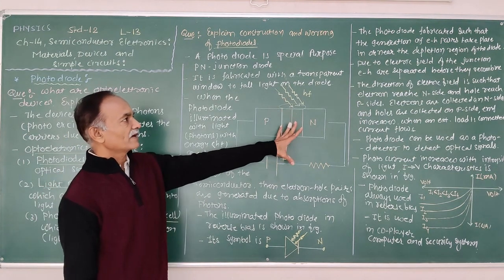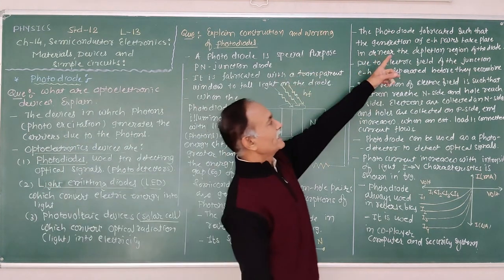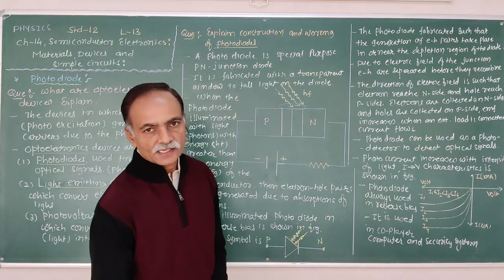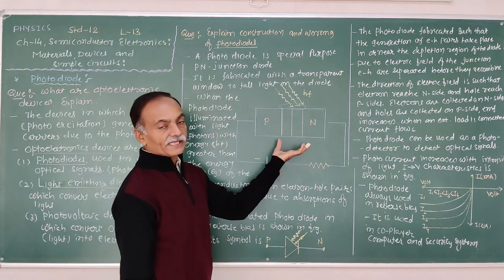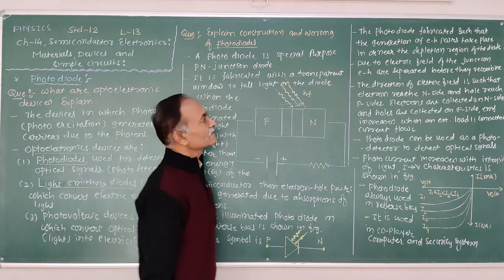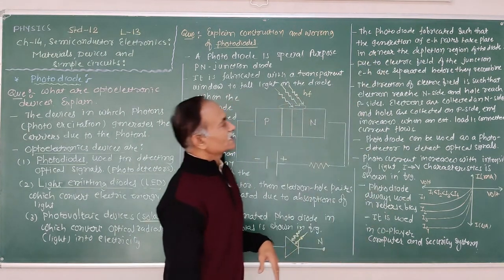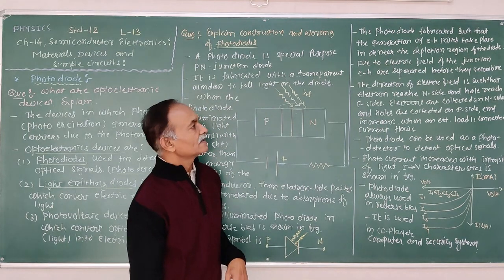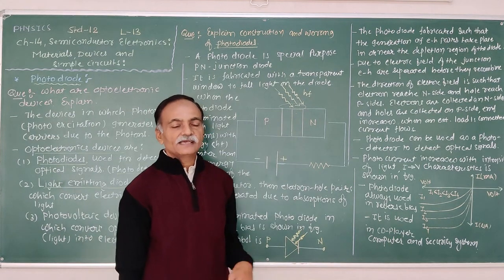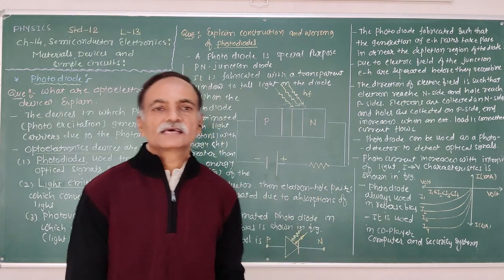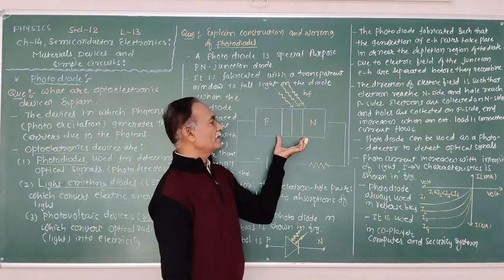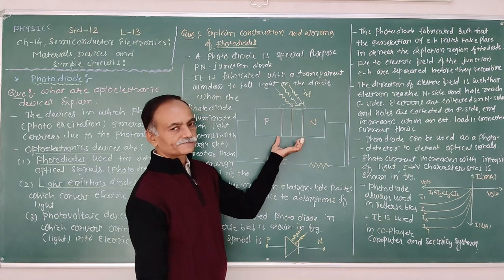So how does the photodiode work? The photodiode is fabricated such that the generation of the electron-hole pairs takes place in or near the junction, or the depletion region of the diode. That means it is prepared in such a way that as the light is incident on the junction, the electron-hole pairs are generated in or near the depletion region of the diode.